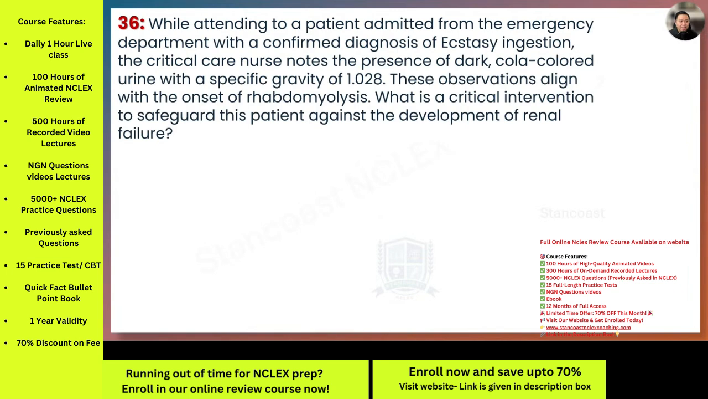36. While attending to a patient admitted from the emergency department with a confirmed diagnosis of ecstasy ingestion, the critical care nurse notes the presence of dark cola-colored urine with a specific gravity of 1.028. These observations align with the onset of rhabdomyolysis. What is a critical intervention to safeguard this patient against the development of renal failure?